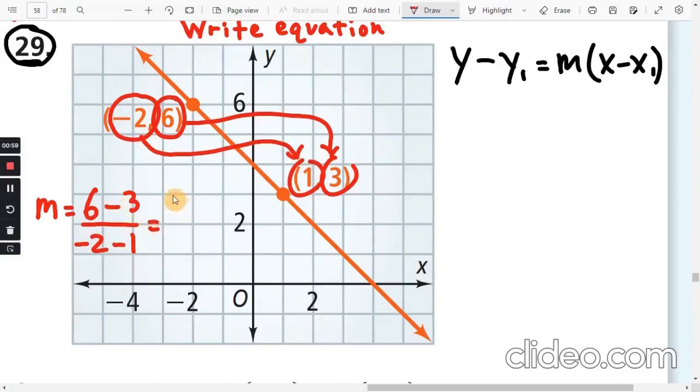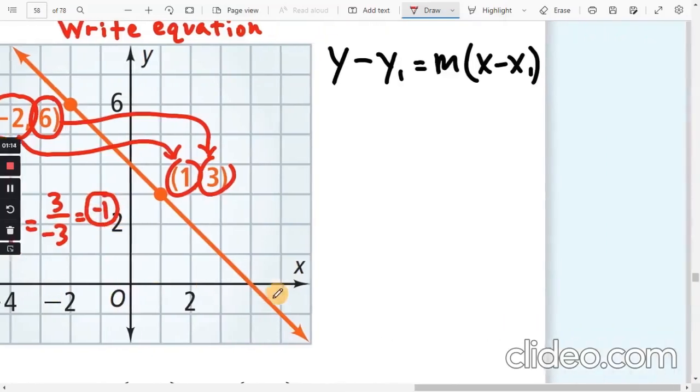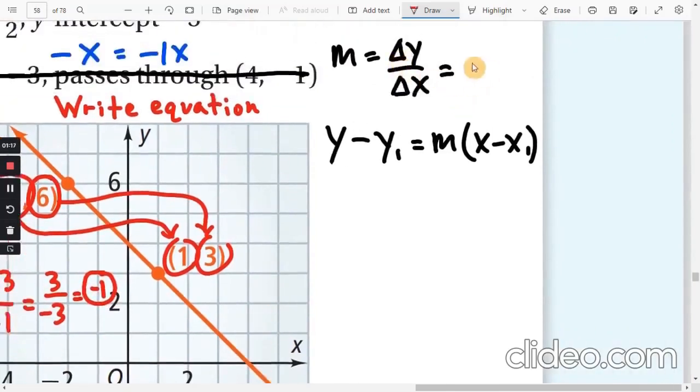Six minus 3 is 3. Negative 2 minus 1 is negative 3. And 3 over negative 3 is just negative 1. So that is our slope. All right, so the slope is negative 1, and that gets plugged in place of m.